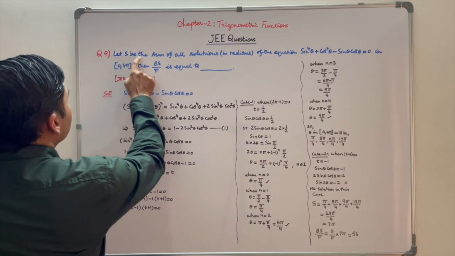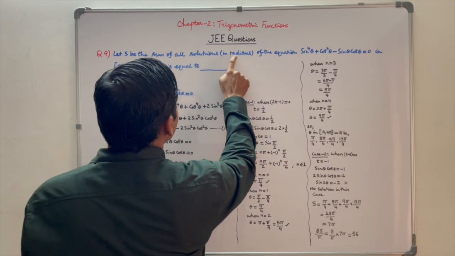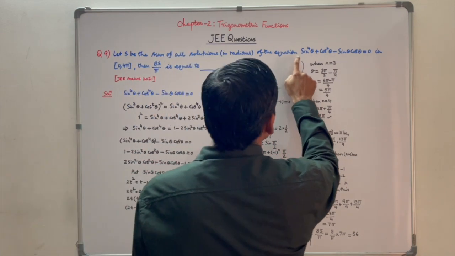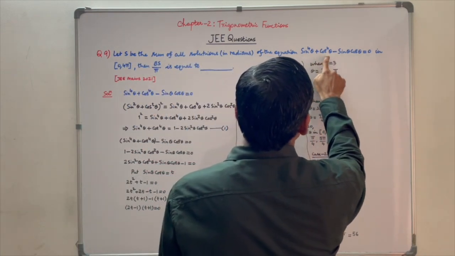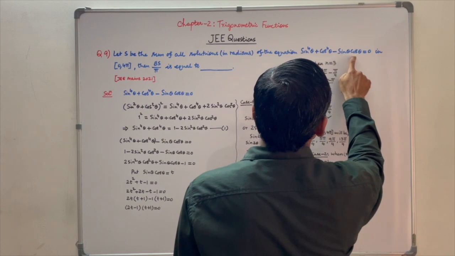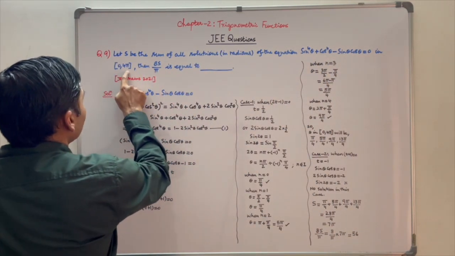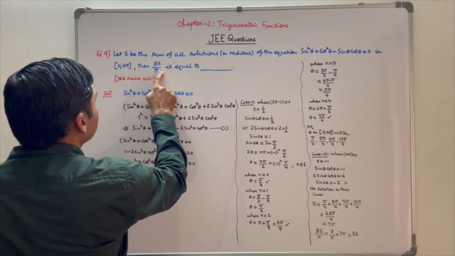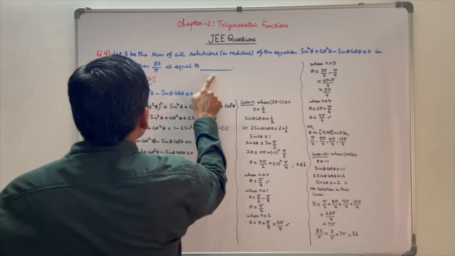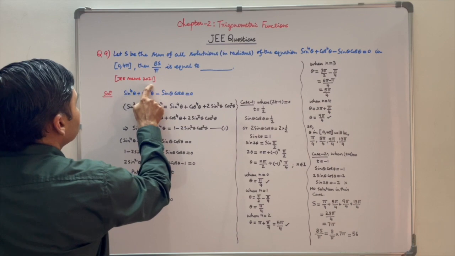Ninth question, let S be the sum of all solutions in radians of the equation sin to power 4 theta plus cos to power 4 theta minus sin theta cos theta is equal to 0 in interval 0 to 4 pi, then 8S upon pi is equal to. This question appeared in JEE Mains 2021.